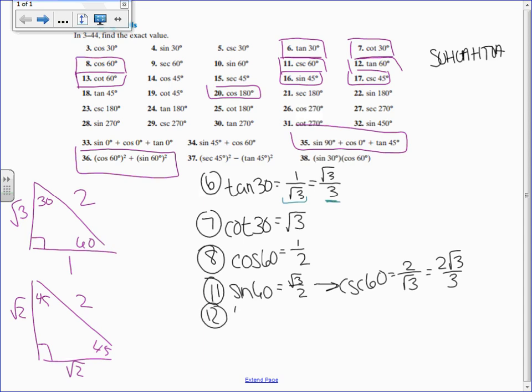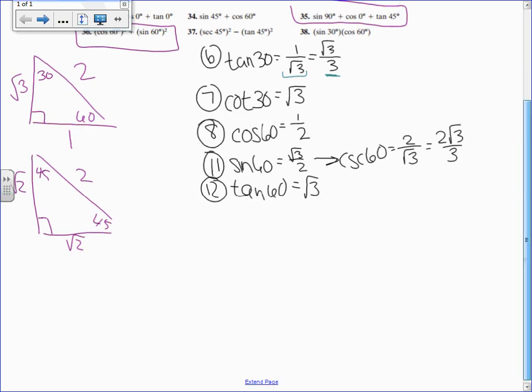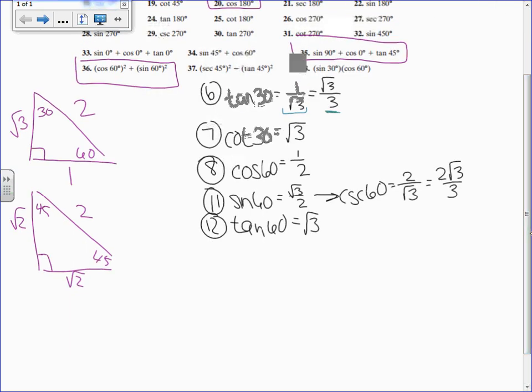12, I want the tangent of 60. Tangent of 60, opposite over adjacent, that is going to give me the square root of 3. And let's see, what else did I have to do? That was 12. 13 asks for the cotangent of 60. Well, I just found out tangent, so I'll flip that: 1 over the square root of 3, which we rationalize to give me radical 3 over 3.